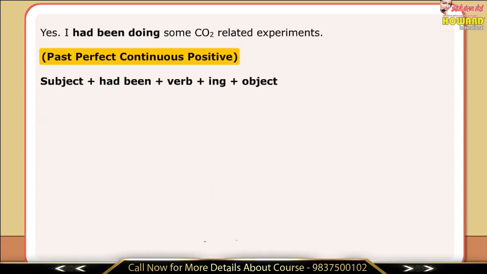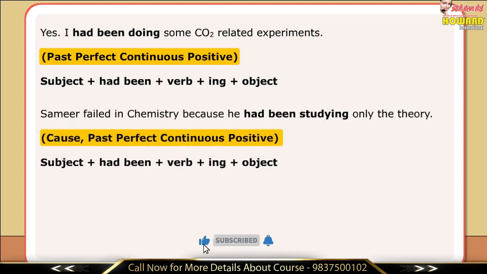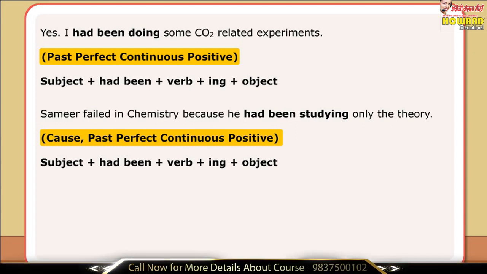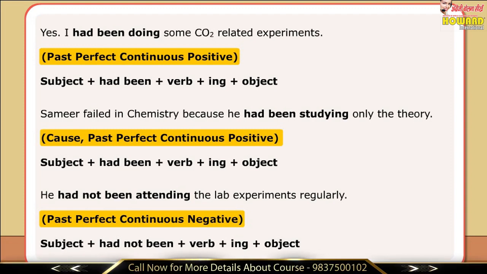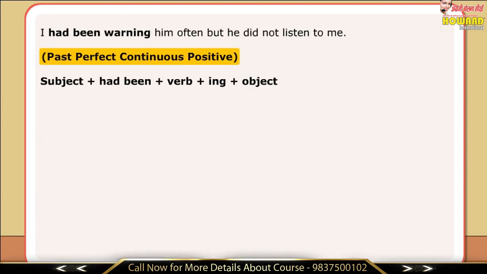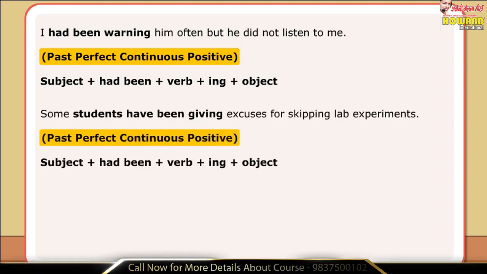Yes, I had been doing some CO2 related experiments. Samir failed in chemistry because he had been studying only the theory. He had not been attending the lab experiments regularly. I had been warning him often, but he did not listen to me. Some students have been giving excuses for skipping lab experiments.